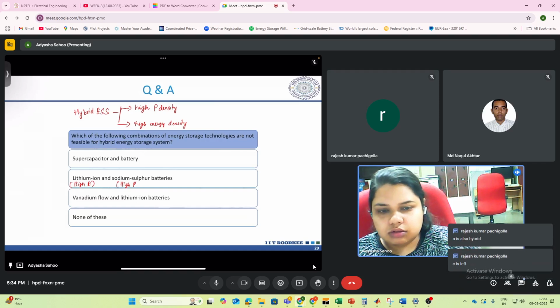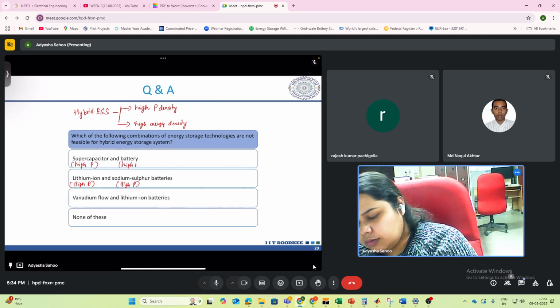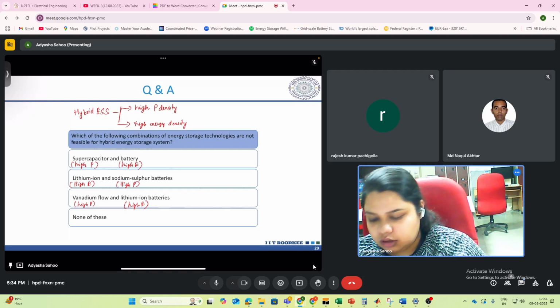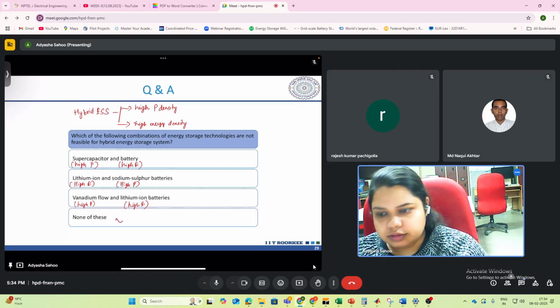Yes, A is also a hybrid. So supercapacitor is high power, battery is high energy. In C also vanadium flow is high power, lithium is high energy. Basically all of these are hybrid energy storage systems. So none of this is the correct answer.